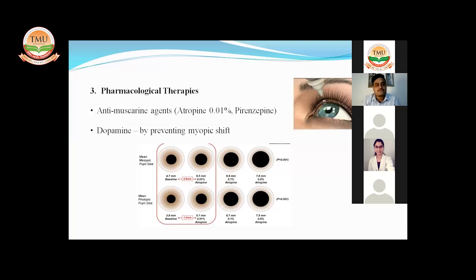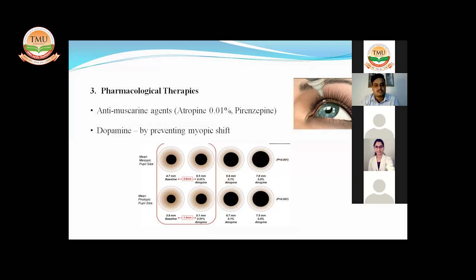The first concept of giving atropine is to relax the accommodation, to arrest the accommodation at that place. That means accommodation will not play a role, and that will not lead to myopia progression or elongation of the axial length. The second idea of giving atropine is that the brain will release dopamine, which will prevent the myopic shift in the retinal cells, which helps the patient.